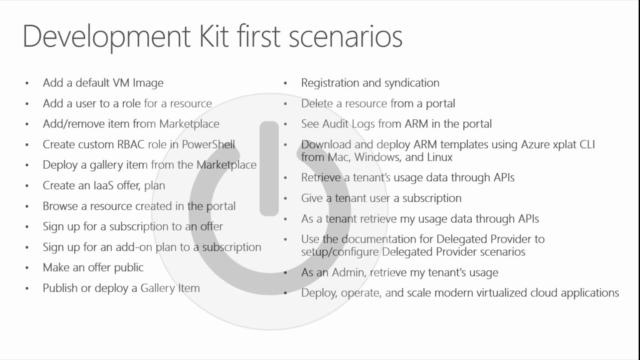You can deploy a gallery item from the marketplace. Figure that out. See what options are available. Create an IaaS offer, plan, quotas. Everything we're covering in these sessions. Sign up for a subscription to an offer. Make an offer public. Make it private. Look at logs. Retrieve usage data through the APIs. As an admin, retrieve my tenants' usage. And deploy, operate, and scale modern virtualized cloud applications. So pretty much anything and everything we could do in an Azure Stack integrated system, we can test it out here and make sure it's exactly what we want to do.